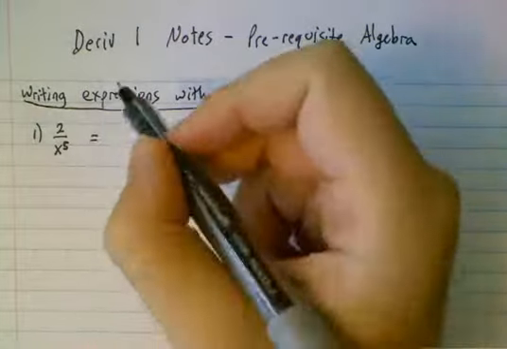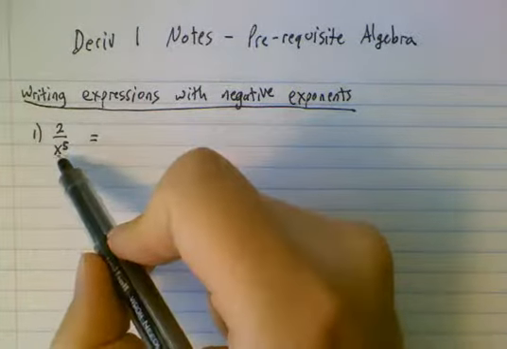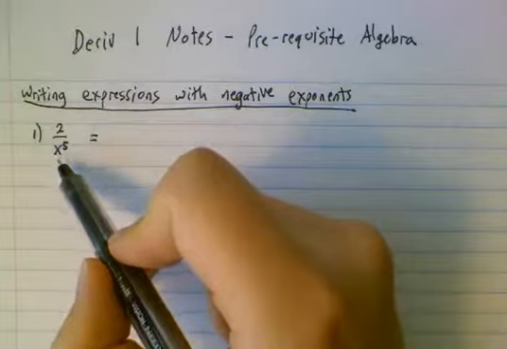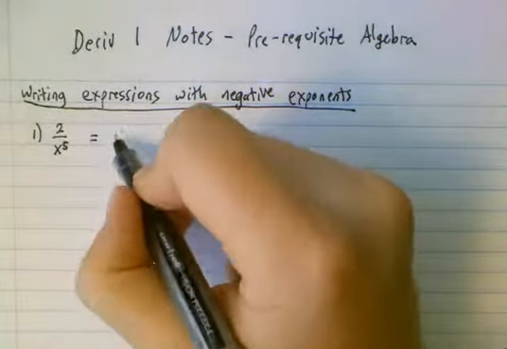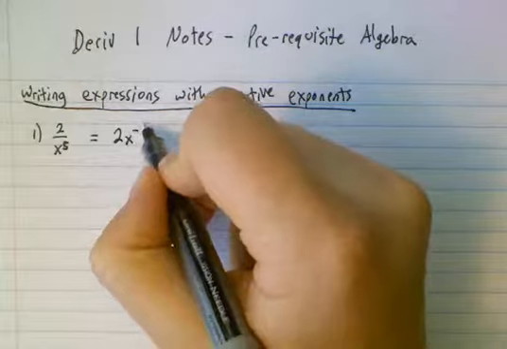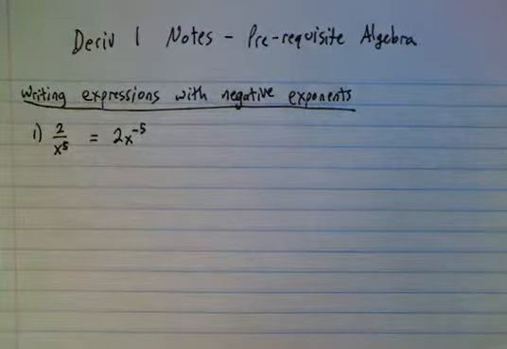And so we just need to be able to take this. Remember that a negative exponent is the same as 1 over something to that exponent. So this can also be written as 2 times x to the negative fifth. That's it.